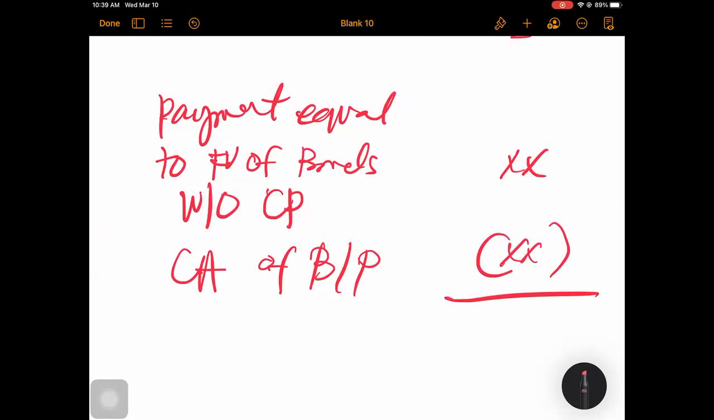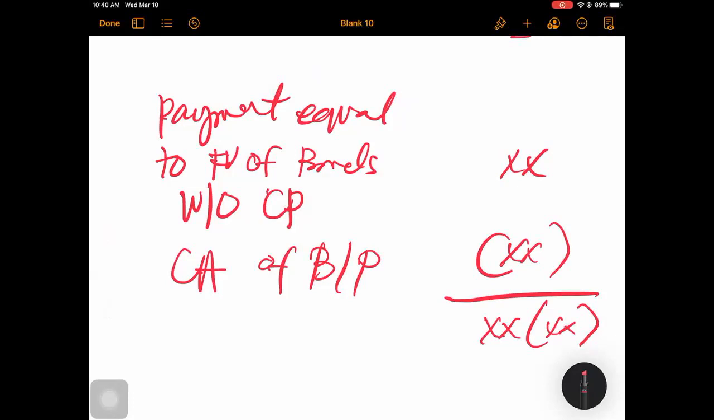Okay, it can be a gain or a loss. This is how you compute gain or loss on extinguishment of the convertible bonds payable if we pay it prior to maturity date. Again, prior to maturity date.